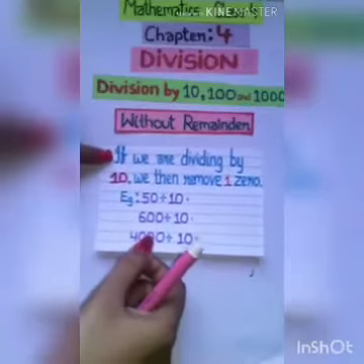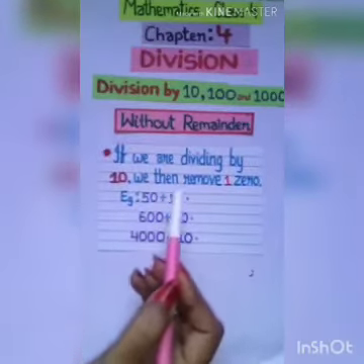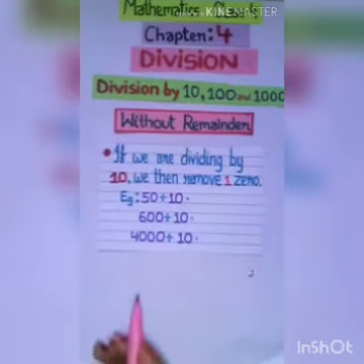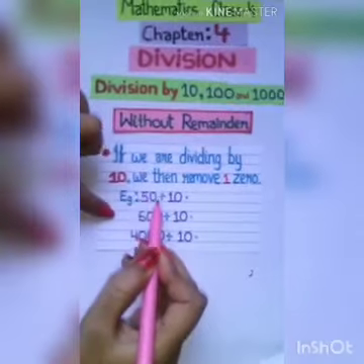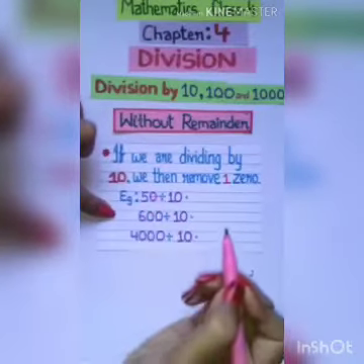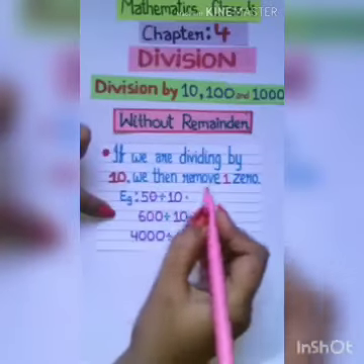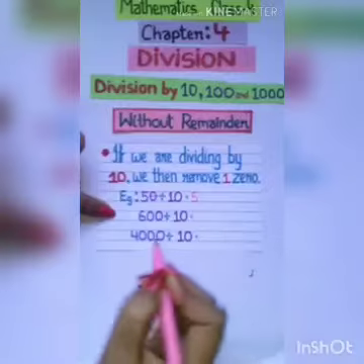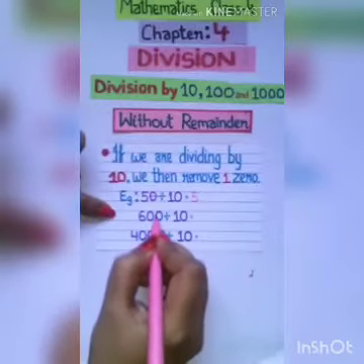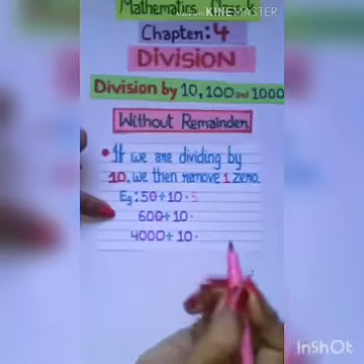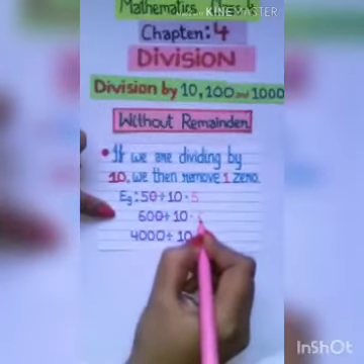if we are dividing by 10, then we will remove one 0. For example, here is 50 divided by 10. If we remove one 0 from 50, we are left with 5. So the answer is 5. Similarly, in 600, if we remove one 0, then we are left with 60.